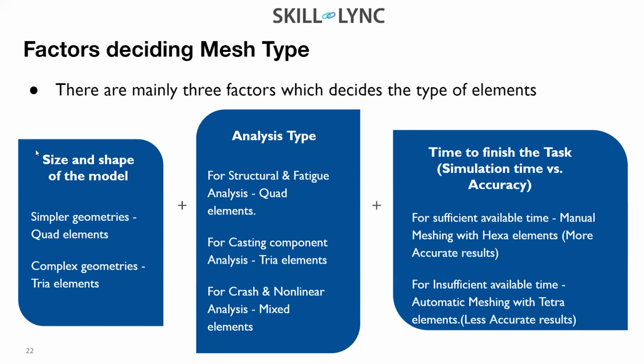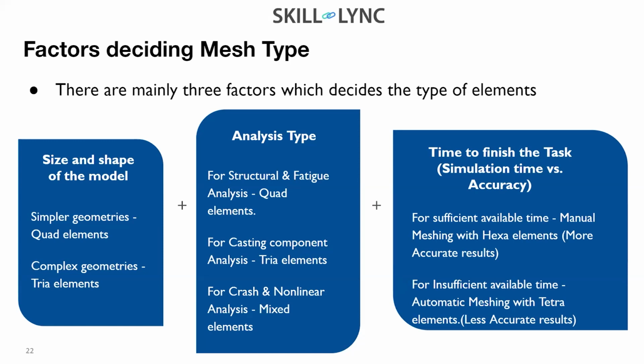Then how can you understand? Depending upon the size and shape of the model, and depending upon the element qualities. Suppose for size and shape of the model, simple geometries obviously go with quad elements, and complex geometries go with tri elements. For structural and fatigue analysis, we go with quad elements. For casting analysis, we go with tri elements. For crash studies, we obviously go with mixed elements. By mixed, I mean it will have quads and trias.